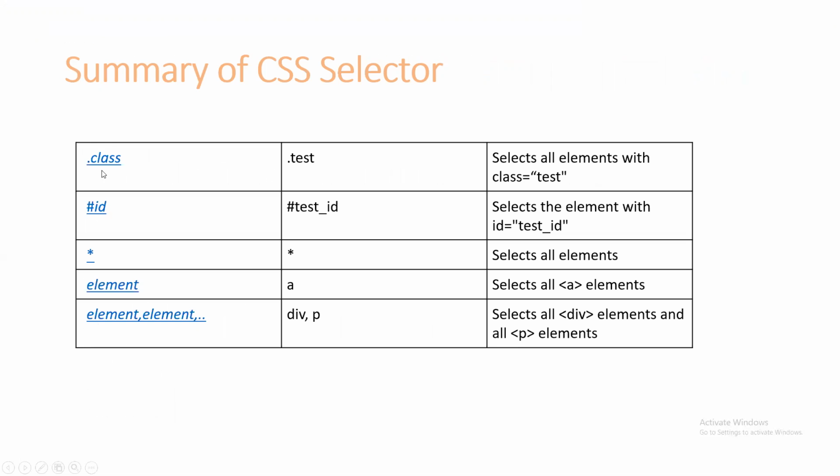This is the summary for it. If we want to use class, then in style property we use dot. If we want ID selector, then hash, like this. If I want to select all elements, then star. If I want to select all a elements, then I use a. So it will apply the style property to the anchor, and here the group selector, it will apply to div and p.